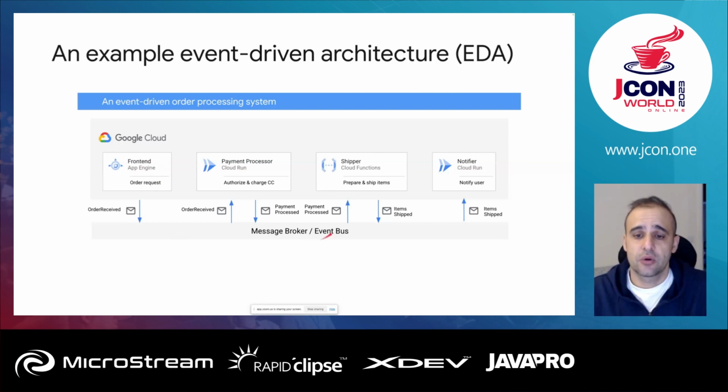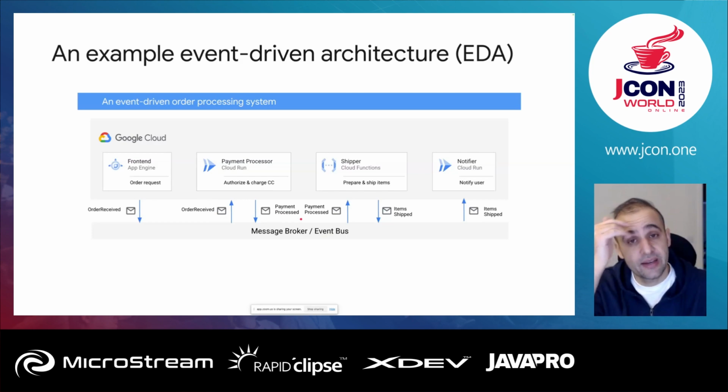This message will go to a message broker or an event bus. That's the backbone of your event-driven architecture. Then the event bus will figure out that this message type is registered for the payment processor, so the payment processor will get that message. It will do its part, the payment processing, and then it will signal to the rest of the system that the payment is processed with another message type. And then this continues, right?